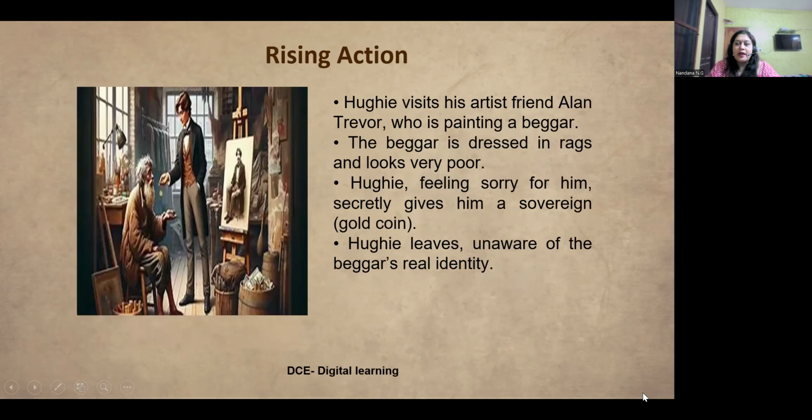The rising action happens when Huey visits his artist friend Alan Trevor, who is painting a beggar. The beggar is dressed in rags and looks very poor. Huey, feeling sorry for him, secretly gives him a sovereign, that is a gold coin equivalent to 1 pound. Huey leaves unaware of the beggar's real identity. So from exposition, the rising action is the phase where Huey Erskine comes to visit his friend, and in the studio of Alan Trevor, he gets to see a beggar. Moved by his plight, he gives him one sovereign. So how does that take the story further?